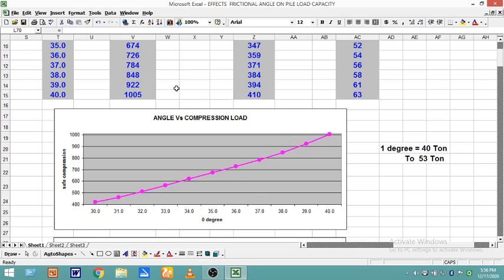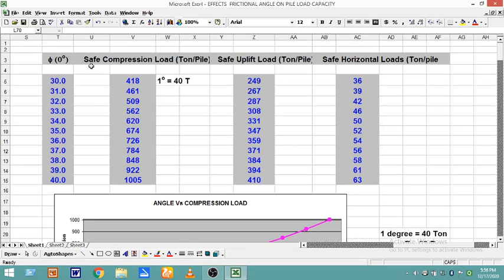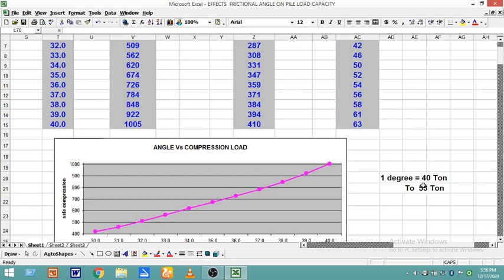So for 1 degree of phi in the case of 30, if our phi value is exactly 32, and instead of that we are using 30 degrees, then there will be a difference of 80 ton.